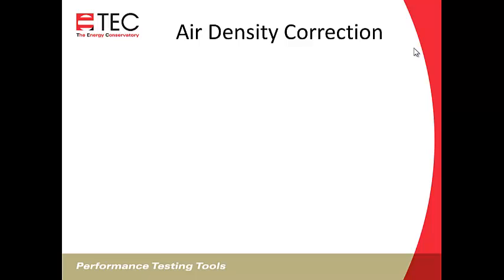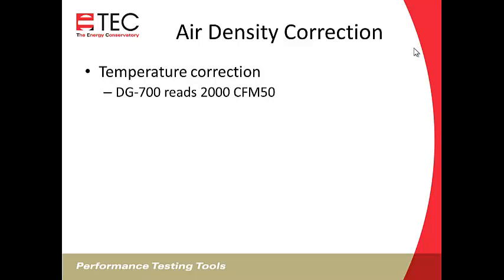Next, we'll be talking about the air density correction. Remember back at the beginning, we showed that mass air in equals mass air out, and mass is the weight of the air. In order to correct for that, we need to correct for the density of the air. The density of air is affected by differences between indoor and outdoor temperature, or what elevation you're at, whether you're up in the mountains or at sea level. So we'll talk about those corrections. Temperature correction is the first one, and the DG700 doesn't make that correction, so you need to use either software or charts to make the temperature correction.